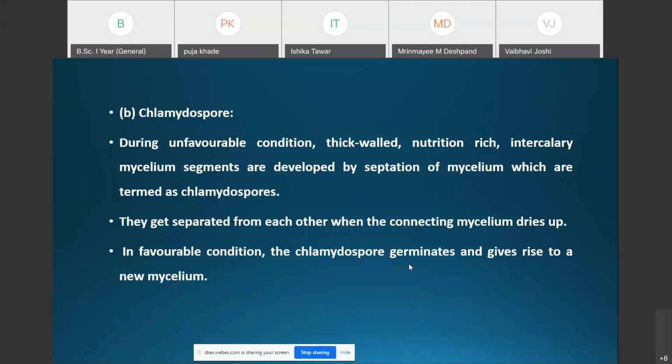Due to the unfavorable conditions, the connecting mycelium dries up, and ultimately the chlamydospores are separated from each other. But when the conditions are favorable, that is, optimum temperature is there and a sufficient amount of moisture is available, then these chlamydospores will germinate and give rise to the new mycelium. That is all about asexual reproduction by the formation of chlamydospores.